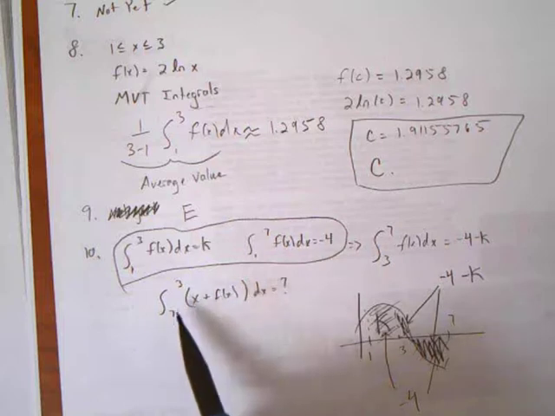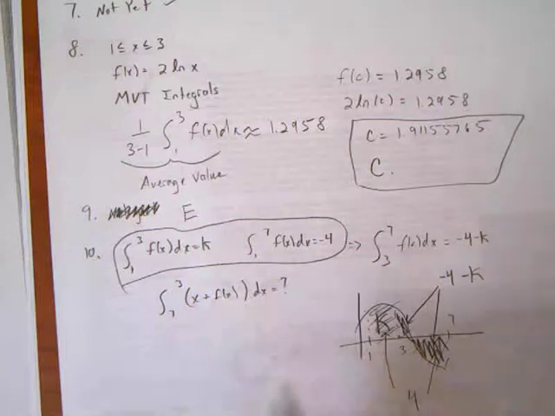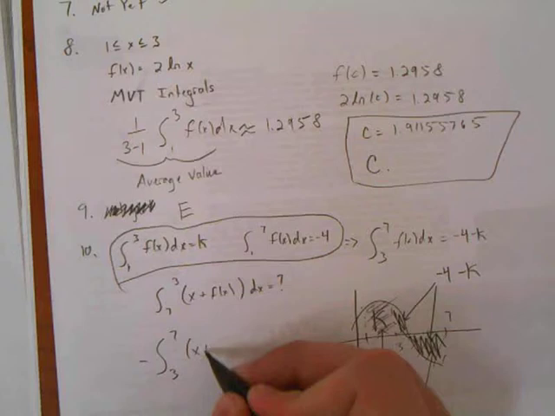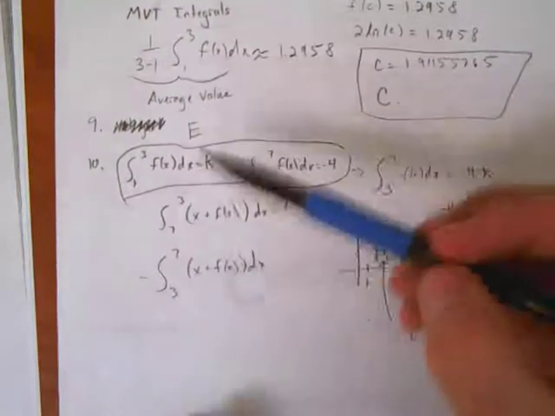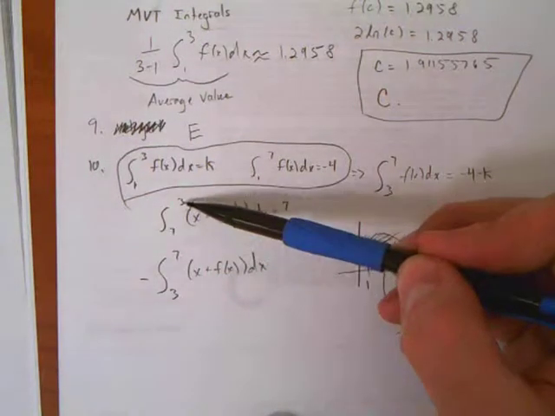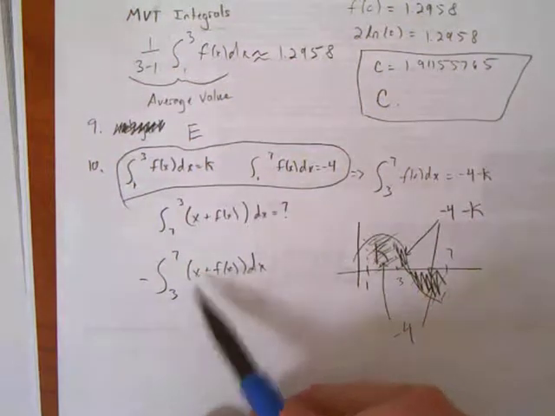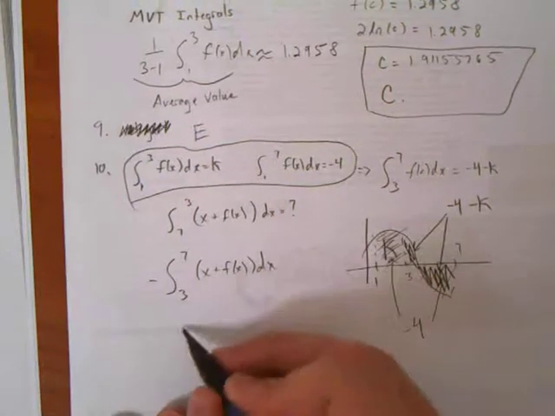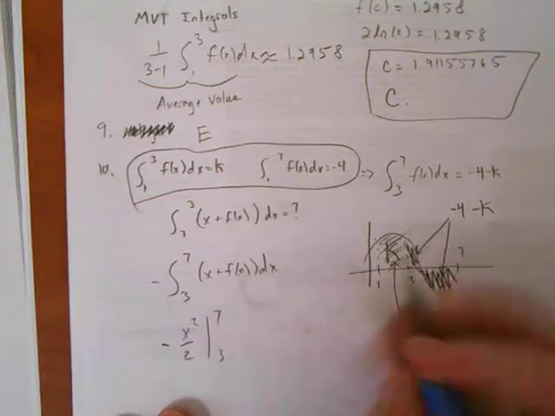Okay, what is the integral from 7 to 3 of x plus f of x dx? Well, I don't like to look at it backwards like that. I'm going to change it from 3 to 7 and just make it negative. All right. If you're ever presented with a problem where you're going from a bigger number to a smaller number, that's just backwards. Just flip it and make it negative. All right. The integral of x from 3 to 7 would be, let's see, this is going to be x squared over 2 from 3 to 7.